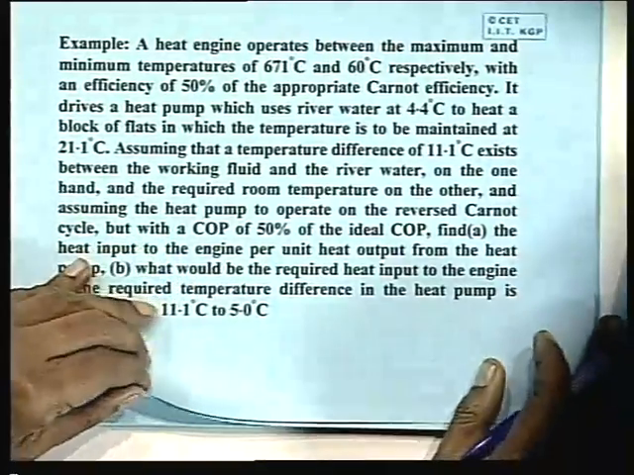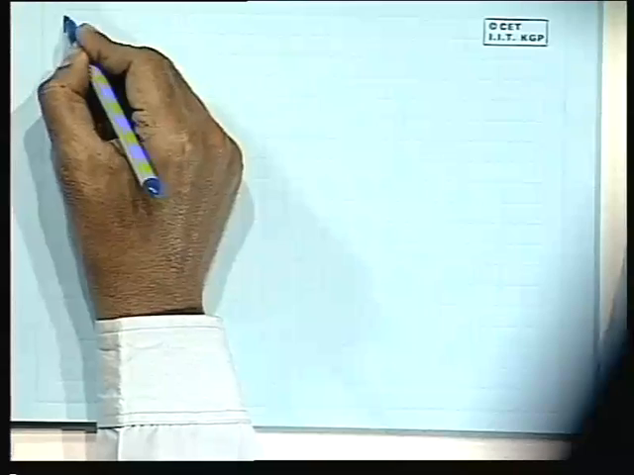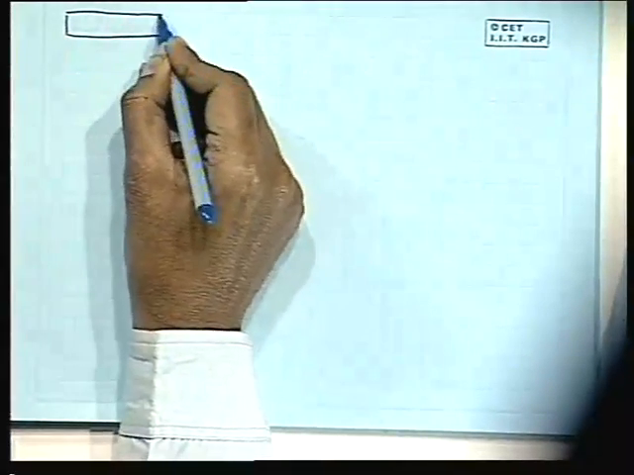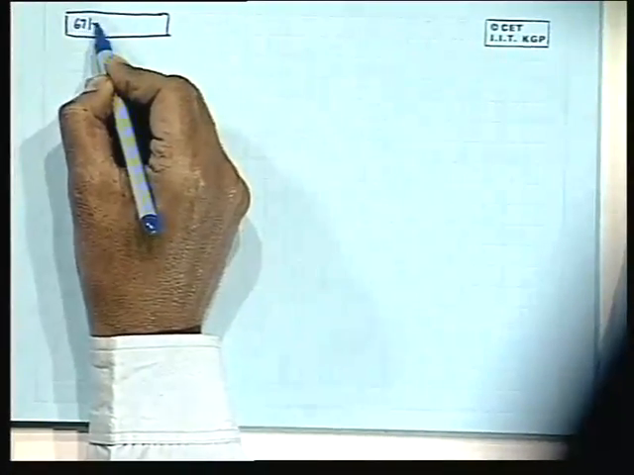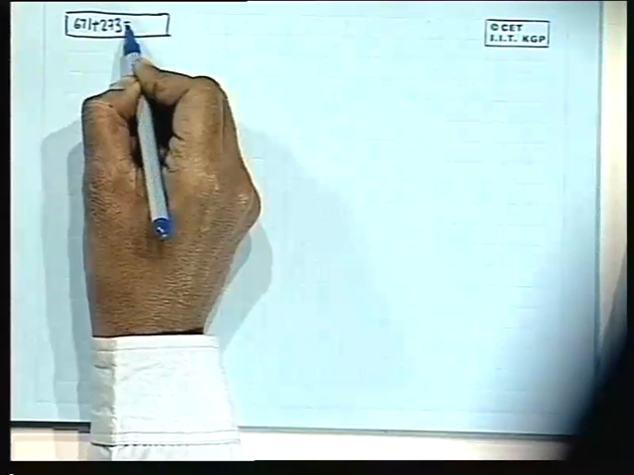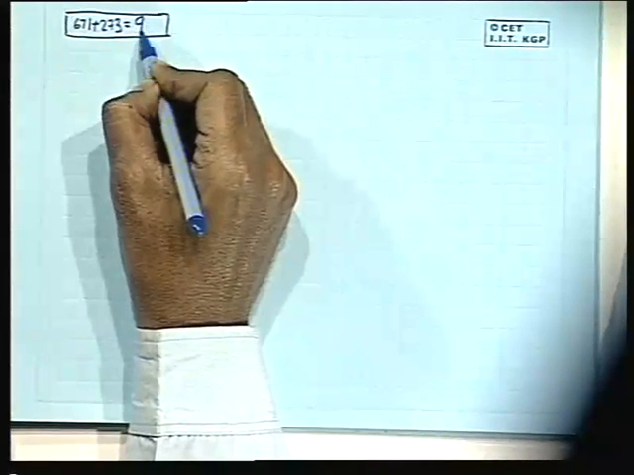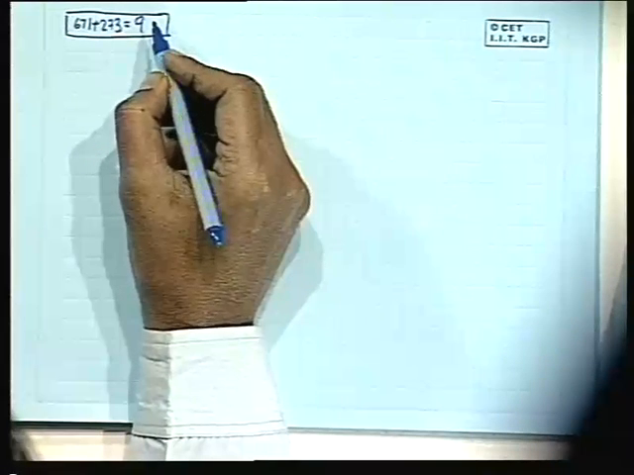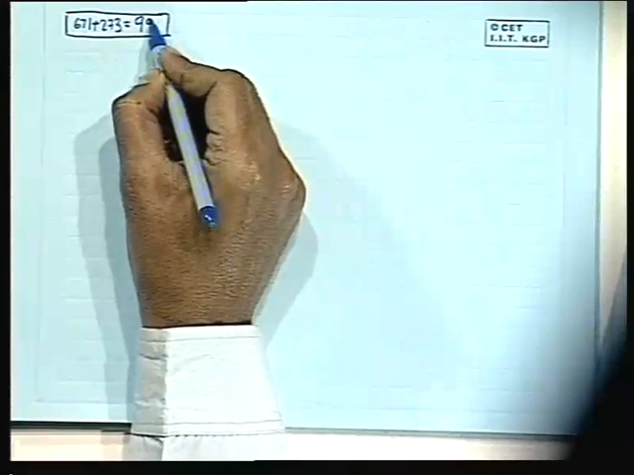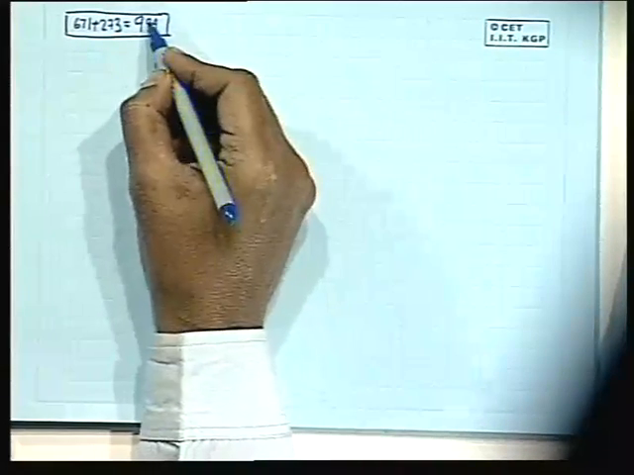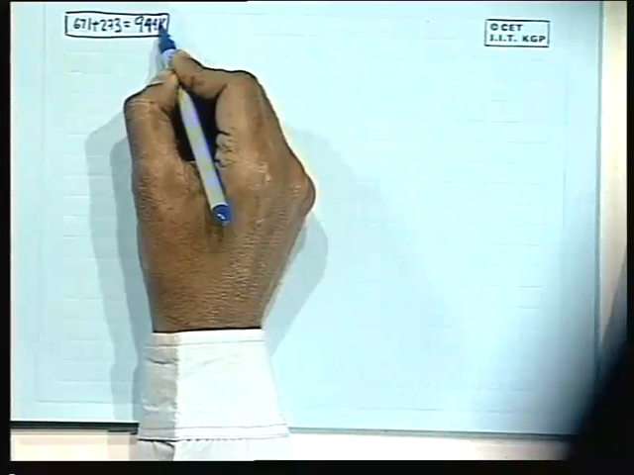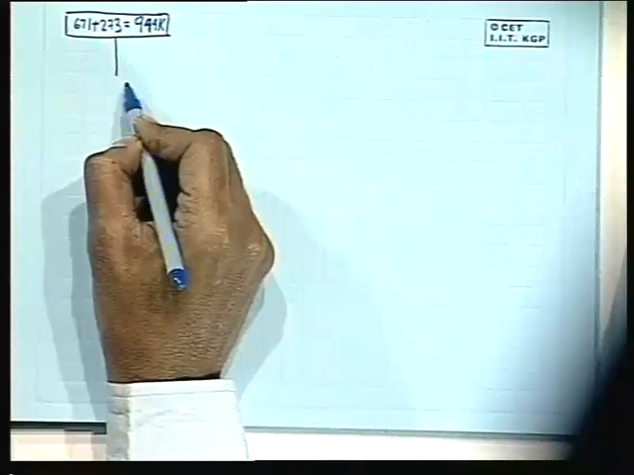Now let us see how we can solve this problem. The problem, if it is defined again, is like this. There is a source temperature for a heat engine. What is this? This is 671 degrees Celsius. That means in absolute, 671 plus 273 is equal to 944 K. Very good. And this heat engine operates on a thermodynamic cycle.